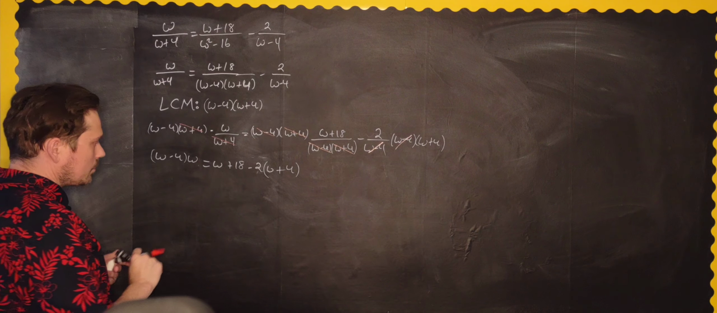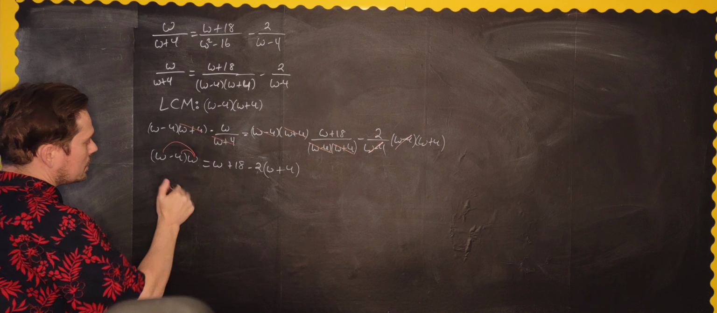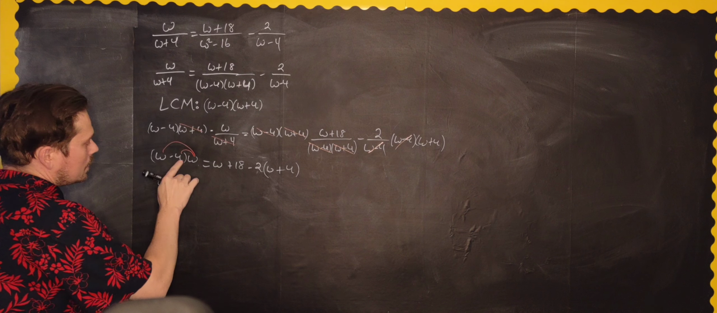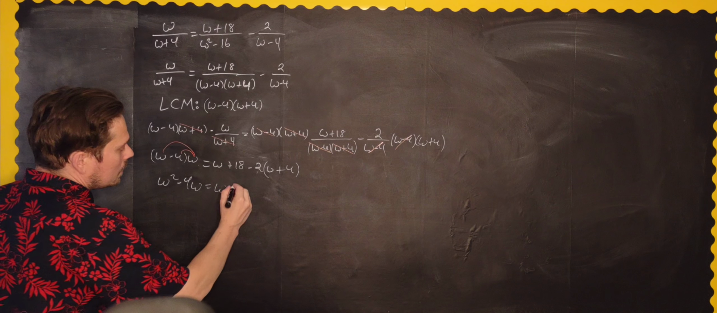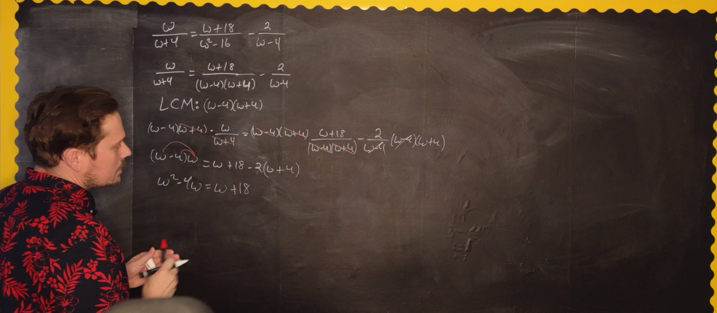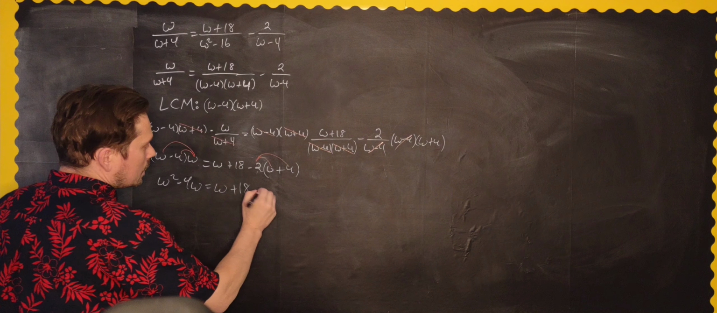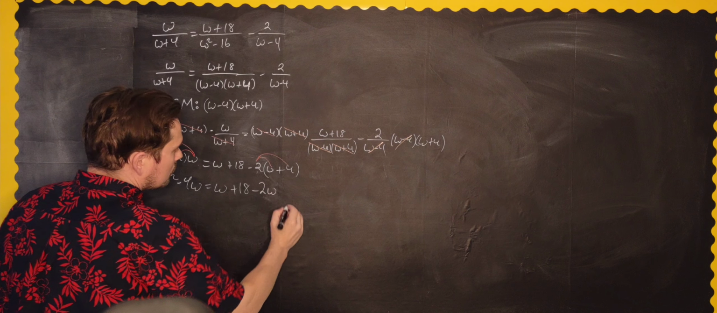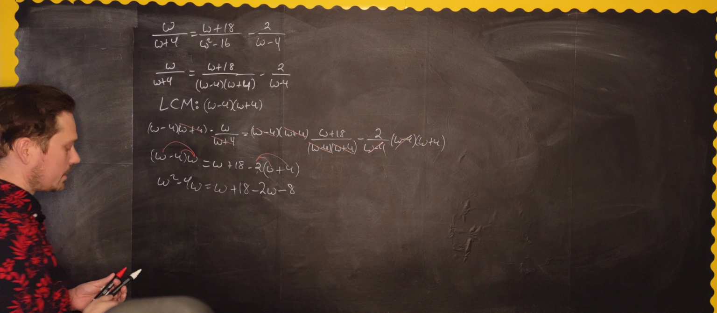Now just take this w here and you're going to distribute it to the negative 4 and this w. So w times w is w squared. And then negative 4w is equal to w plus 18. Now take this negative 2 and distribute it to this w and this 4. That's going to give you minus 2w and then minus 8. Negative 2 times 4 is negative 8.